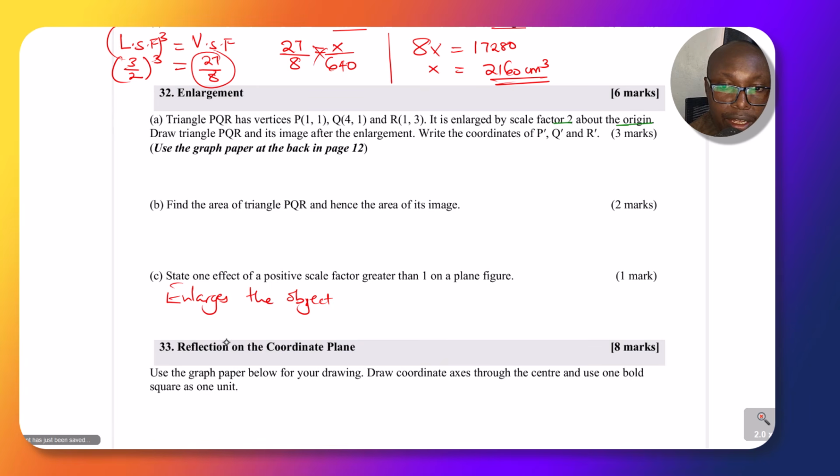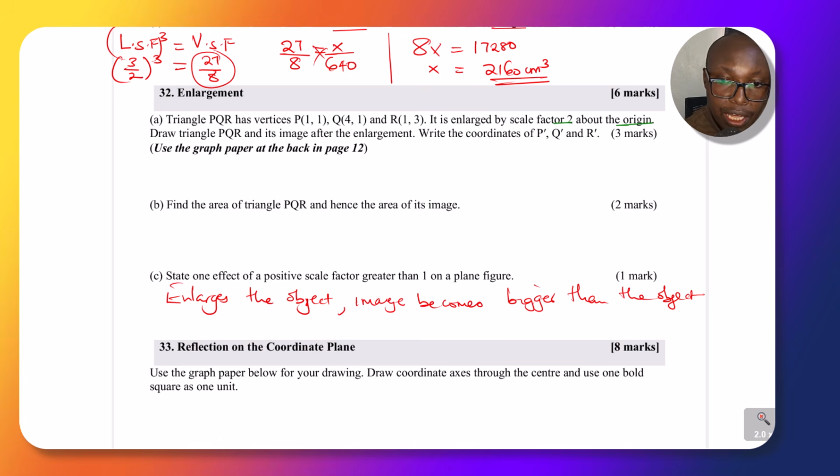It enlarges the object. And if, let's say, the scale factor is less than 1, maybe a half, it reduces the object, so the image is smaller than the object. But if the scale factor is greater than 1, it enlarges the object, and therefore the image becomes bigger than the object.